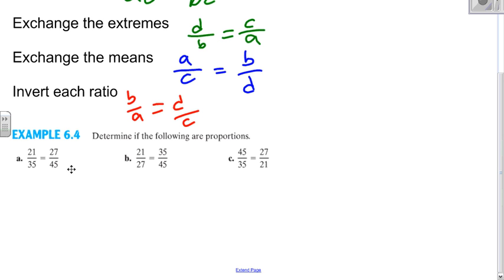So since these are fractions, rather than multiplying 21 times 45 and 27 times 35, those are pretty large numbers when you multiply them together, you could also simplify the fractions. So 21 and 35 could be divided by 7. You get 3 over 5. Also 27 over 45, those can be divided by 9, and you would get 3 over 5. Since that's the exact same, yes, it's a proportion.